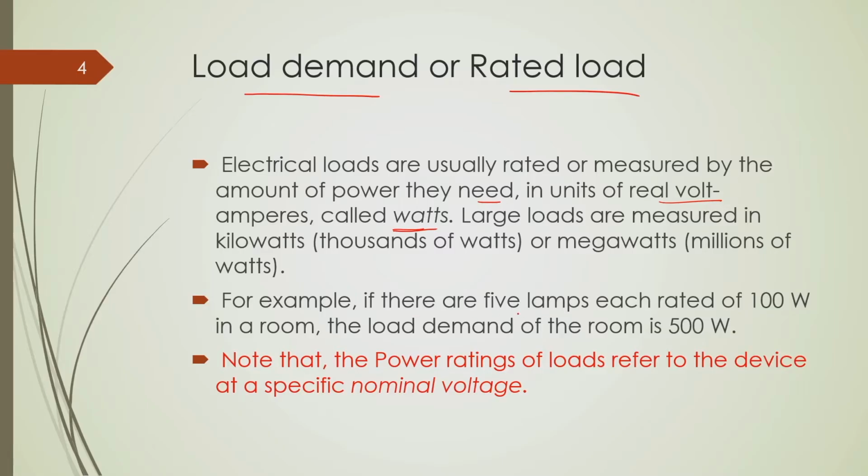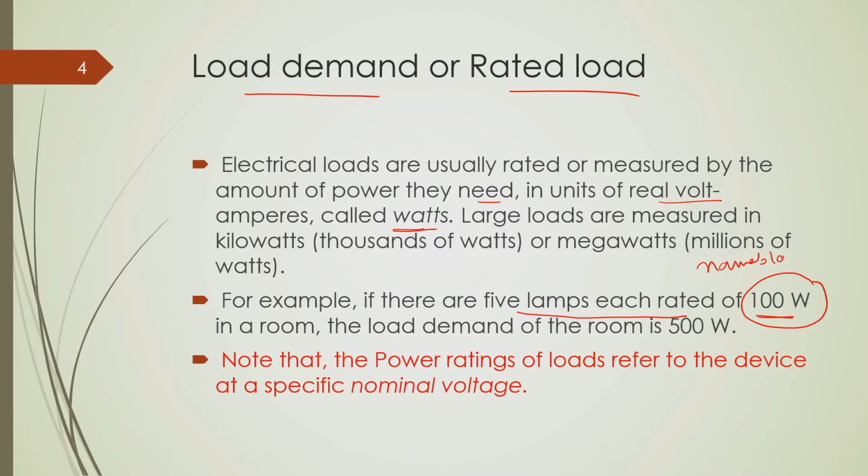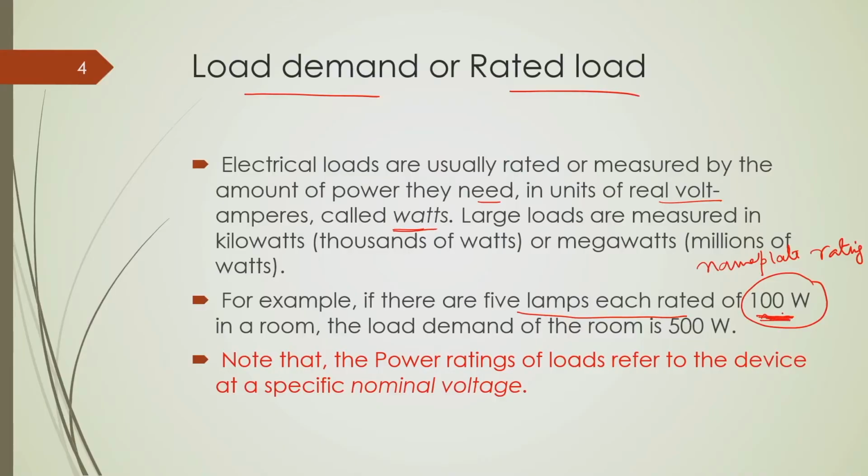For example, if we have 5 lamps, each rated at 100 watt. In fact, if you go to purchase any electrical appliance, you will see that on it there is a nameplate rating. There is a nameplate written clearly on the appliance, stating that this particular appliance should consume that much power. That is basically called the rated capacity of that particular appliance.